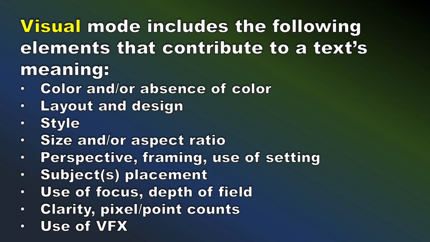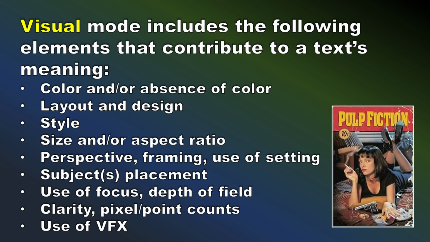Also, visual mode deals with perspective, framing, the use of setting. In the Pulp Fiction poster, we're in a bedroom. We know that there's a lamp in the upper left corner. The subject is laying on a bed. I think there was a window in the background. And then how the subject is placed. Is the subject in the center? Are they off to the left? Are they very close to the camera, far away from the camera?